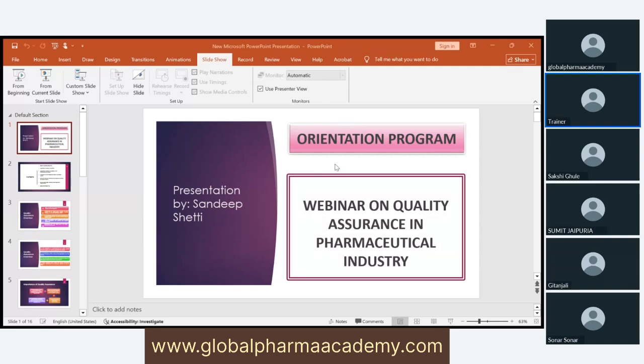Now, what is the importance of quality assurance? First and foremost, these three parameters: ensuring that the quality, safety and efficacy of the products are met with internal customers and regulatory requirements. As I said, these three parameters need to be met by internal customers and regulatory requirements. This is the first important role of quality assurance.